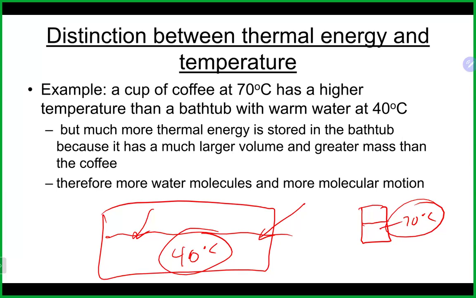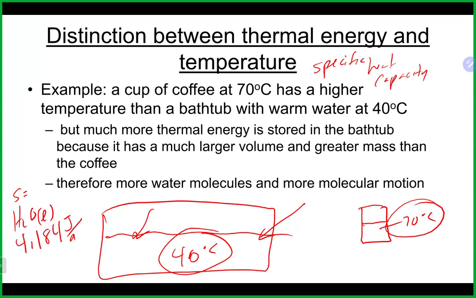There's something we'll talk about in this chapter, which is known as specific heat capacity. For liquid water, the specific heat capacity, which is sometimes abbreviated S, is that number we just saw there, 4.184 joules per gram per degree Celsius. That means for every gram of water, if I want to raise the temperature by 1 degree Celsius, it takes 4.184 joules of energy to do so.